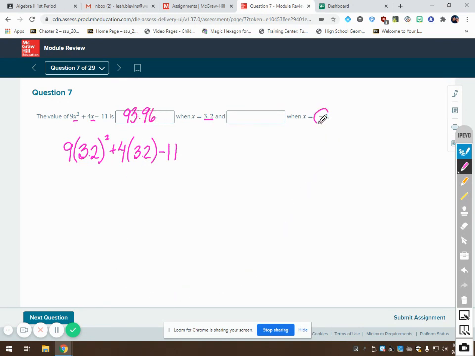The next one, be very careful and plug it in using parentheses just like I did here, because remember, when I square a negative number, a negative times a negative becomes a positive. If I leave out the parentheses, it's not going to do that correctly. So I've got 9 times negative 2 squared plus 4 times negative 2 minus 11. So negative 2 squared is 4. 4 times 9 is 36. 36 minus 8 minus 11 gives me 17. So there are my correct answers.